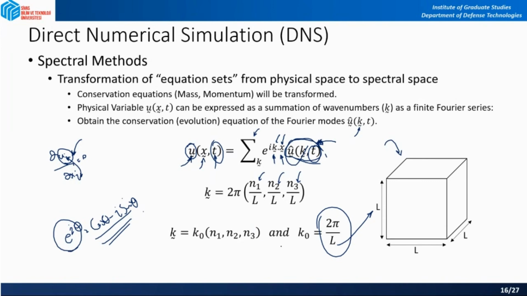So what is 2 pi over L? As you can see, you are using the largest length in this cube. So the largest length actually corresponds to the lowest wave number. Okay? So 2 pi over L is the lowest wave number inside this domain.